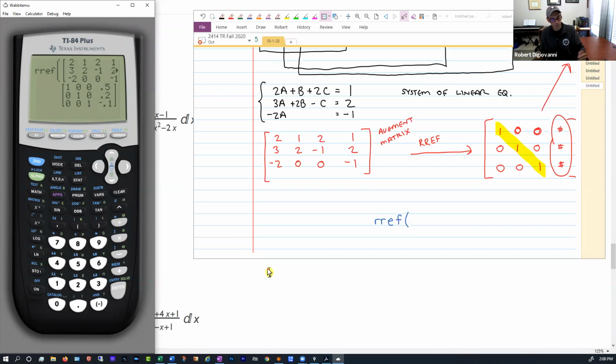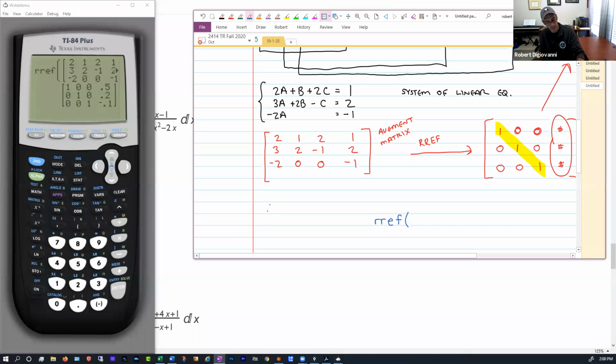So let's talk about what those answers are. It's telling me that A is 0.5, which we all know is a half. B is 0.2, which is the same as 2/10, which is the same as 1/5. It's telling me C is -0.1, which is the same as -1/10, right? Same three answers.